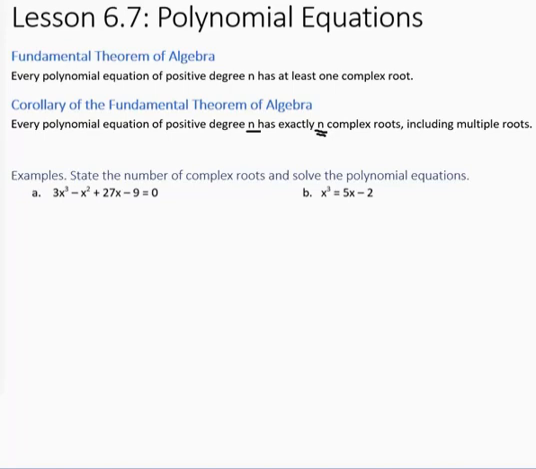So let's just jump right into these examples here. This first one says, state the number of complex roots and solve the polynomial equations. So as we look at this first one, we notice the degree of this is 3, which means that's how many complex roots there will be. So there'll be 3 complex roots.